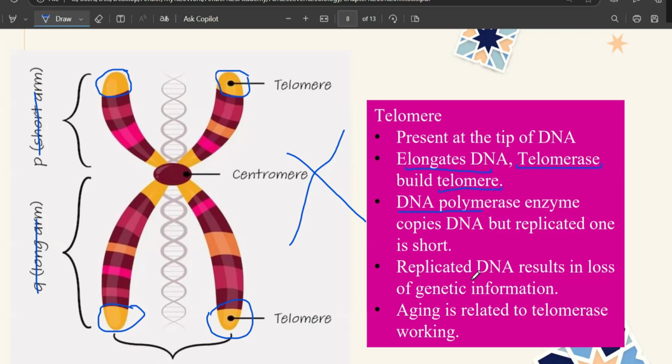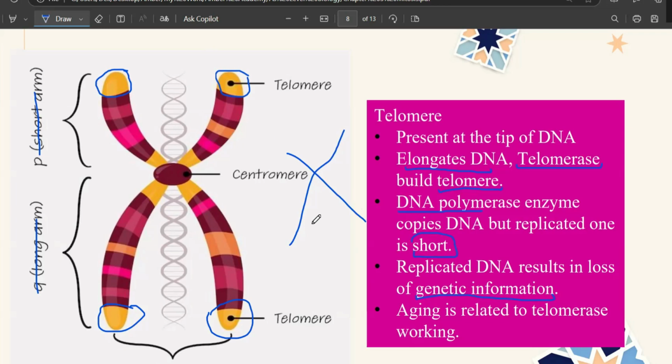Then what exactly happens is that when your DNA is replicated and it's a short one, then your replicated DNA will result in loss of genetic information. So as you can see, there's so much information stored in all these arms, right? But like I'm saying, when this replicates itself, it will be shorter in size. So when it is shorter in size, it means that it has lost a few of the genetic information which was held in these arms, right? So this is exactly why we say aging is related to telomerase working.